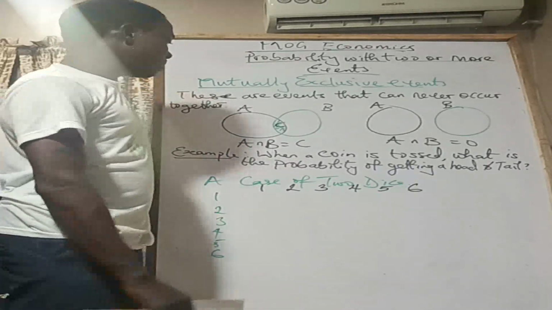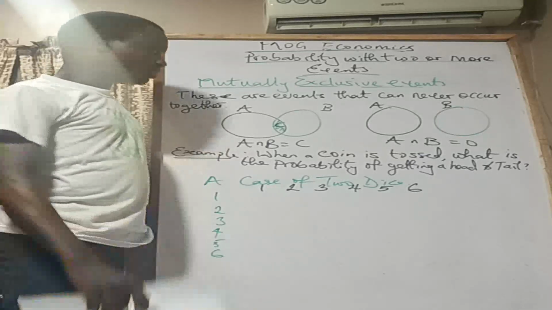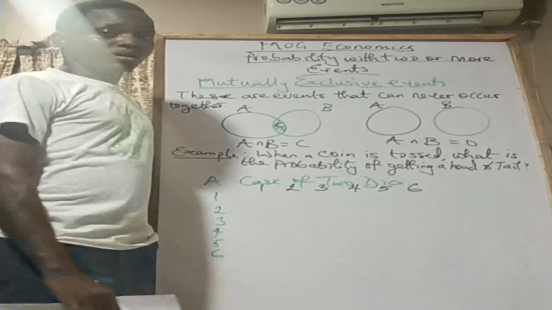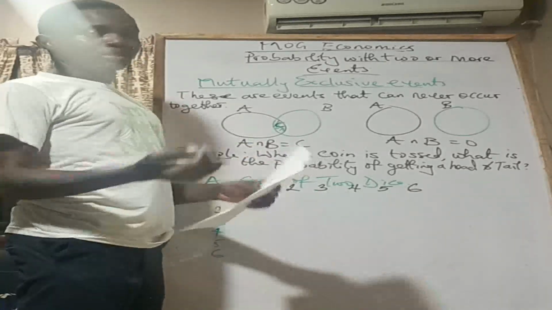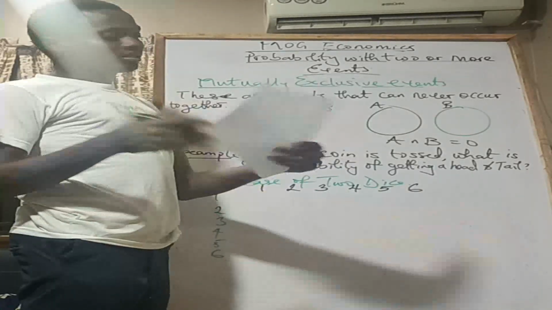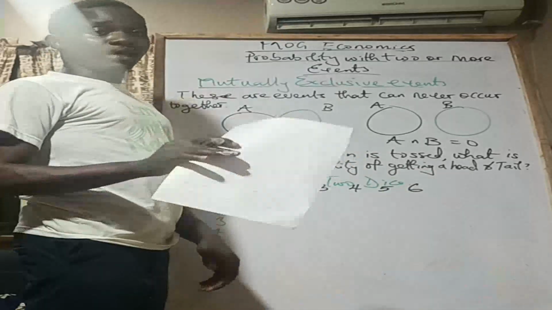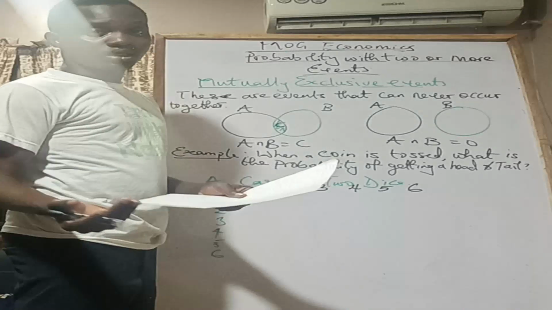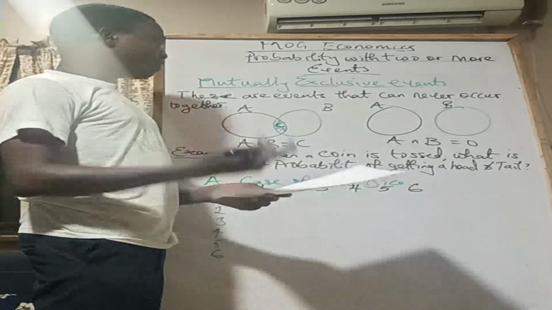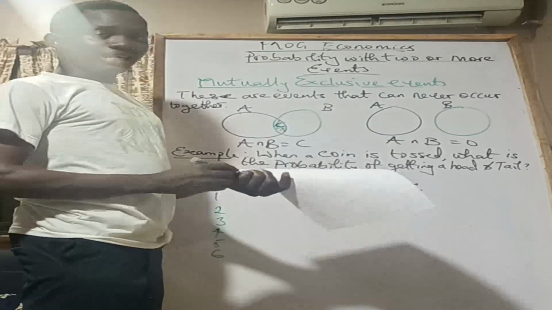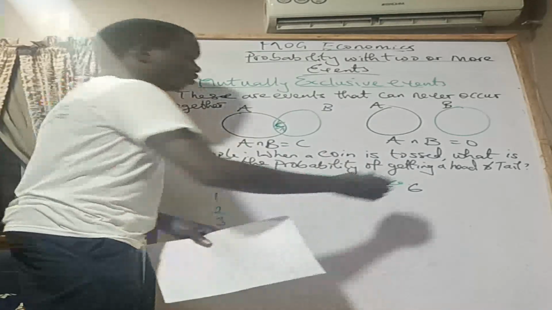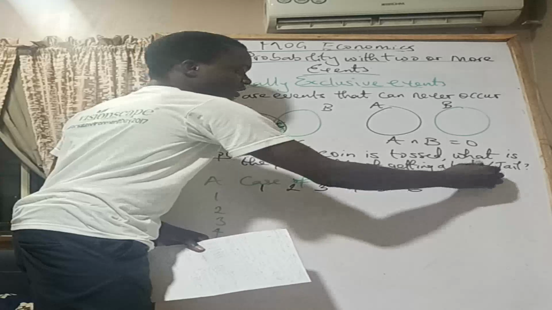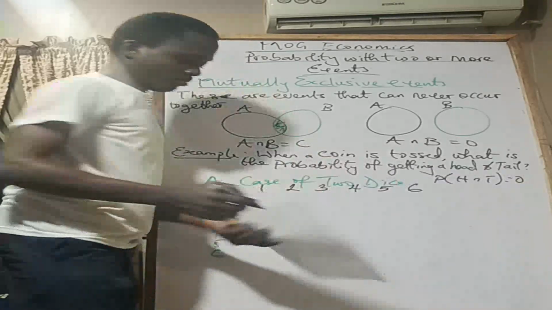Now, for example, when a coin is tossed, like we did the other day, what is the probability of getting a head and a tail? You have a coin, you toss it. A coin has two sides. You throw it, you only get one side. You can't get the two sides at the same time. So getting a head and a tail is mutually exclusive. The probability of a head and a tail is equal to 0. So the probability of H intersection T equals 0.